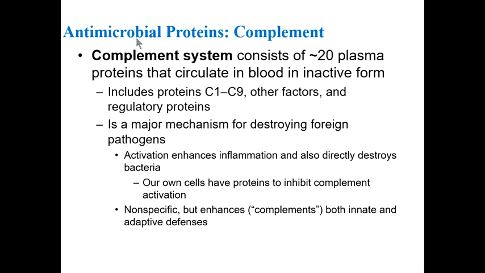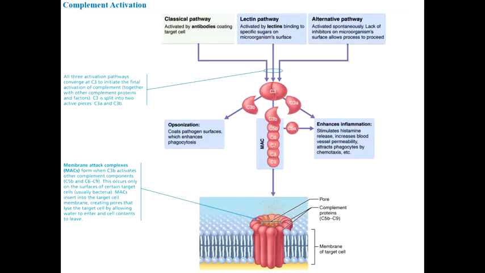Our other antimicrobial proteins are a whole system of proteins we call the complement system, with about 20 different plasma proteins that are in the blood, but they're inactive. When they become activated, they will either enhance inflammation, and we went through what that does, or they will enhance our innate and adaptive defenses. So let's take a quick look at complement.